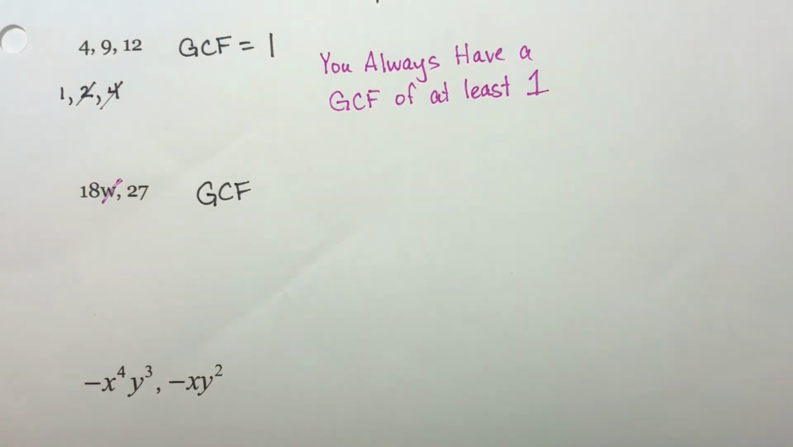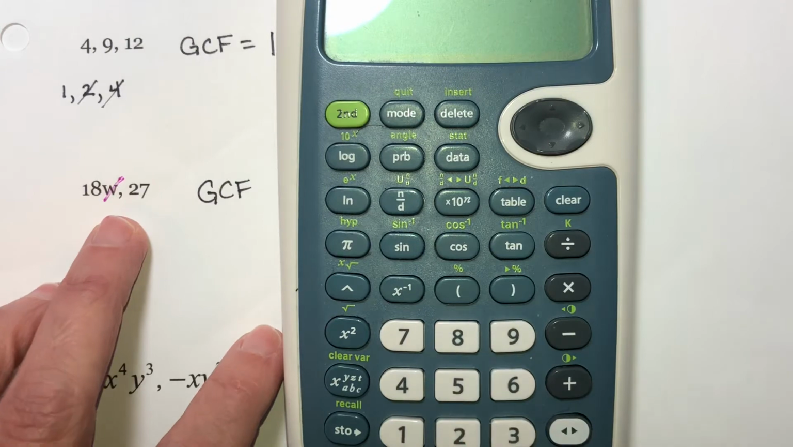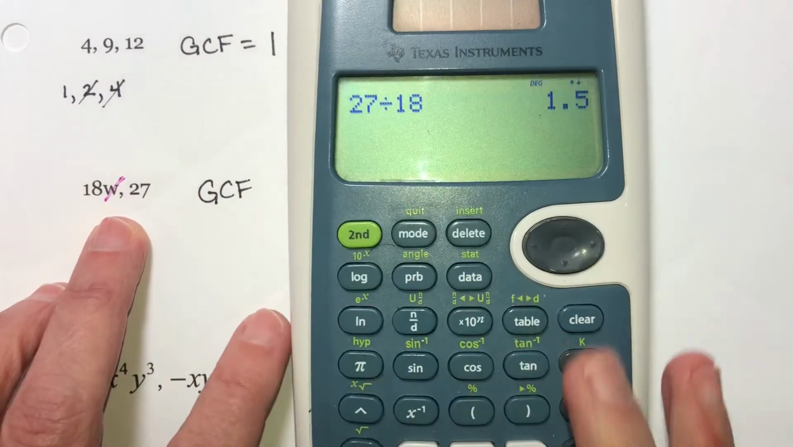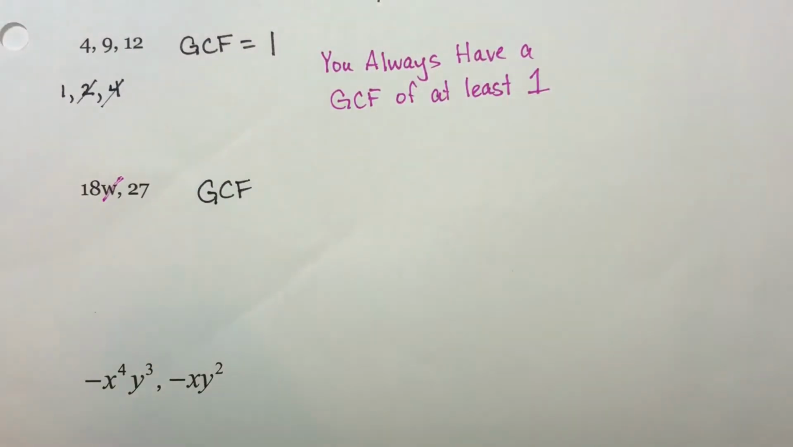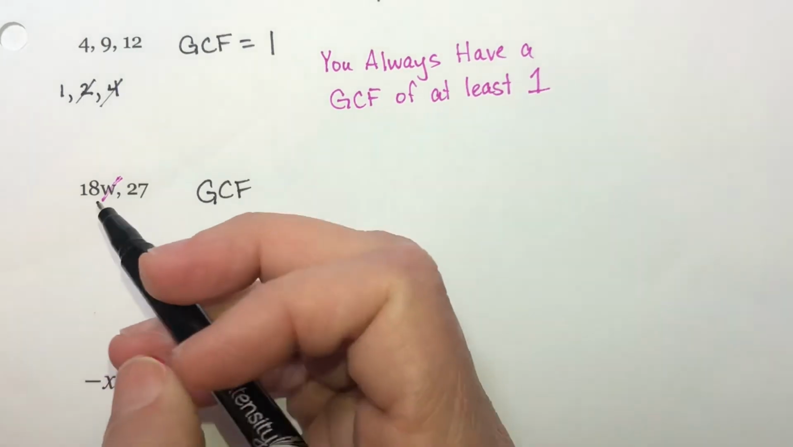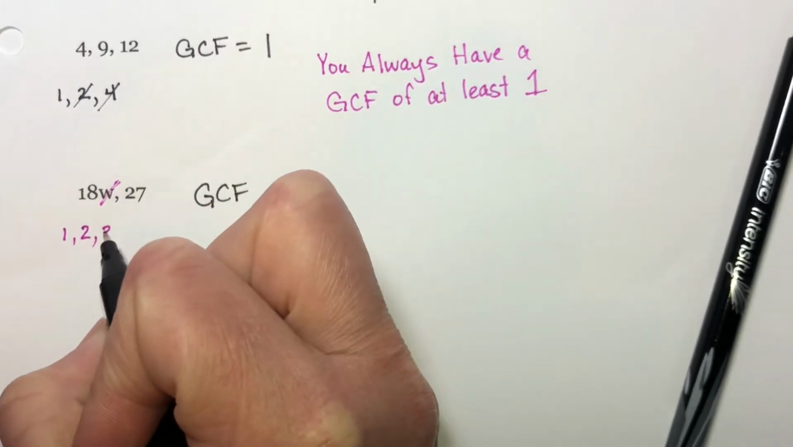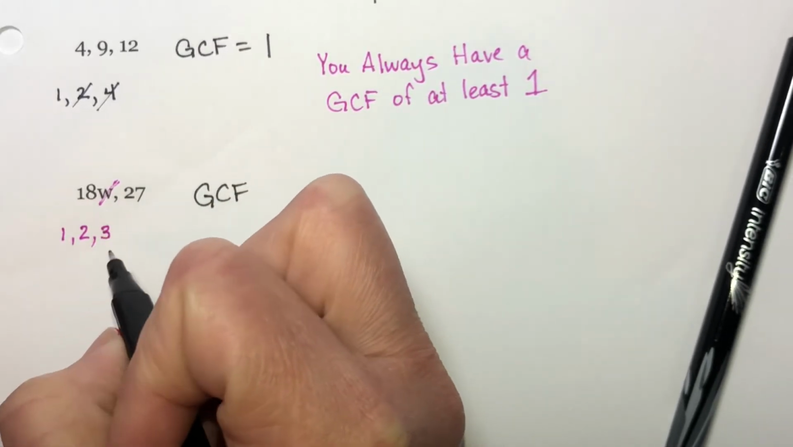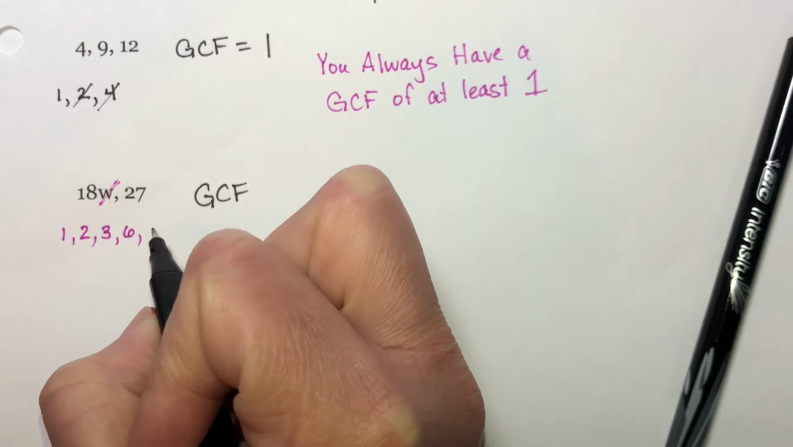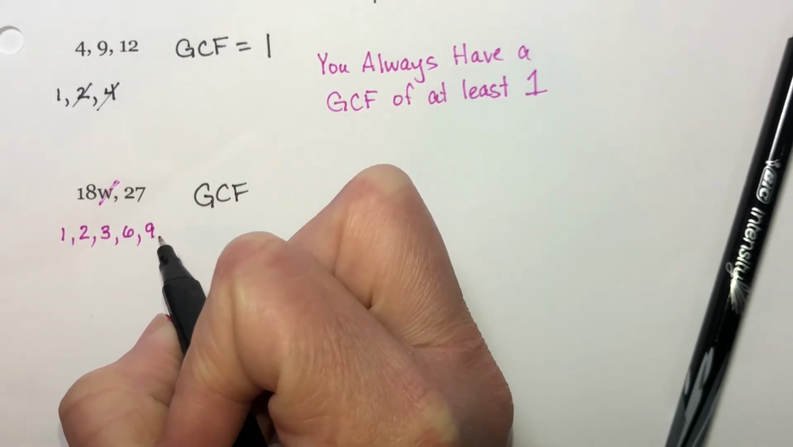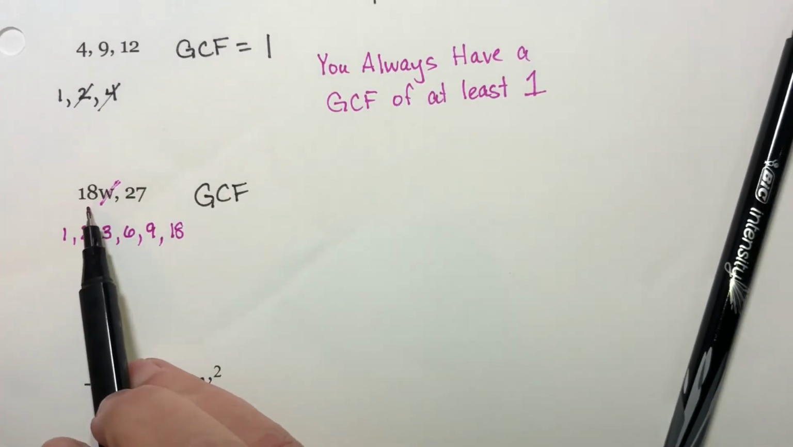If you are struggling with this a little bit, you can always do 27 divided by 18, and if you get a decimal, it did not divide in evenly. Okay, so let's think of other things that divide evenly into 18. 1 does, 2 does, 3 does, 4 doesn't go in, 5 doesn't go in, 6 does, 7 is a no, 8 is a no, 9, 10, 11, 12, 13, 14, 15, 16, 17, and then you get to 18.